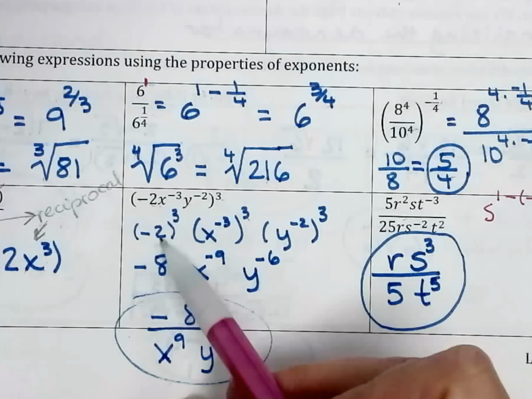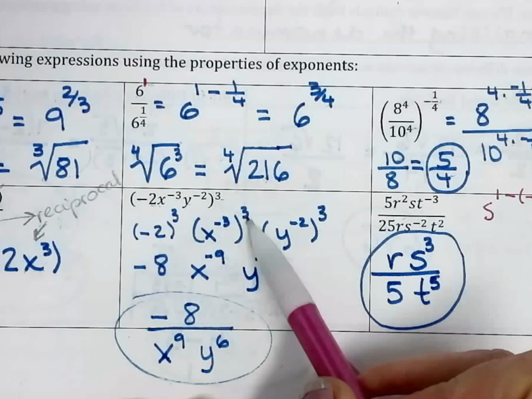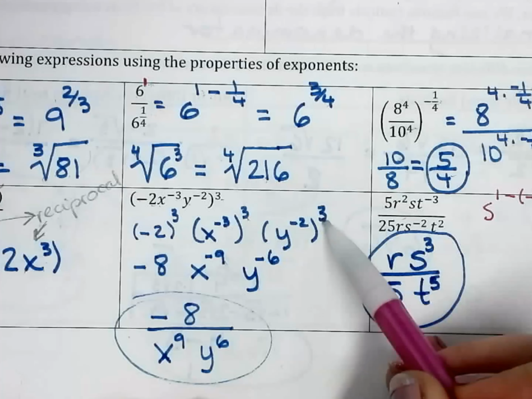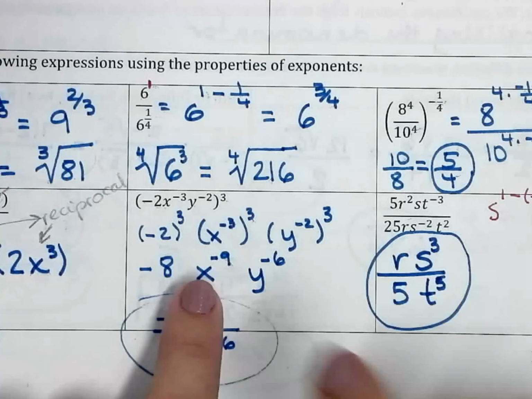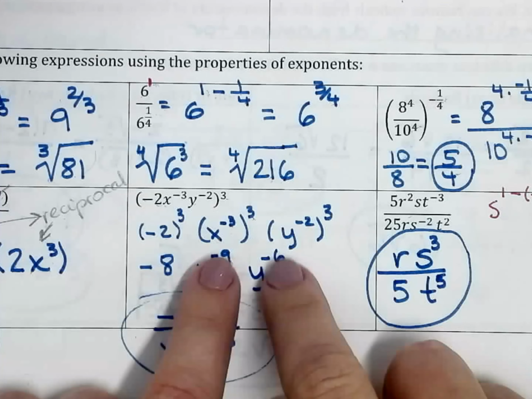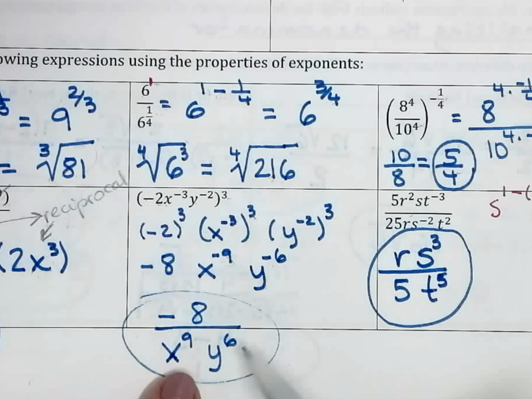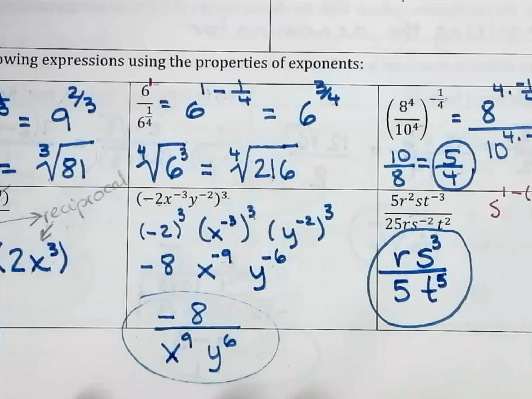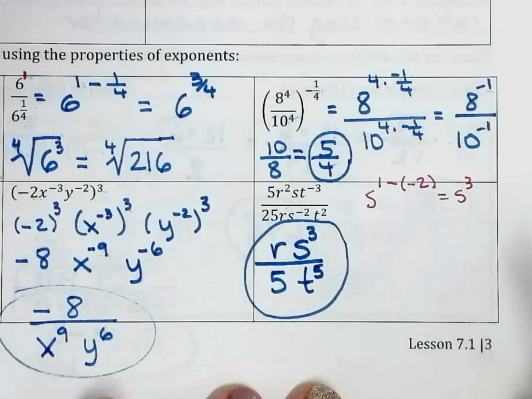Now, -2 cubed is -8. A power raised to another power, you multiply. So -3 times 3 is -9. -2 times 3 is -6. Negative exponents mean reciprocal. So if they're both in the numerator, because of the negative, they end up in the denominator. And then this -8 is just a regular -8, like a whole number. There's nothing else to do there.